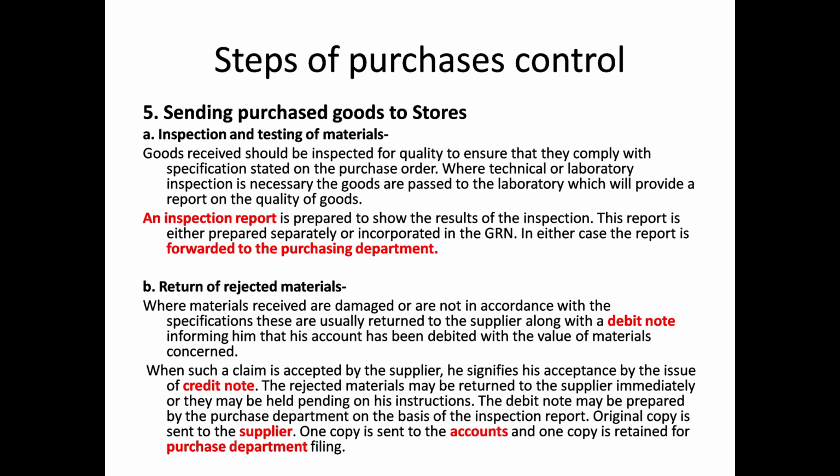Return of rejected materials. If you have received any damaged item or any item which is not in accordance with the purchase order, then you have to return that item. Then you have to prepare a debit note and you have to send the items with the debit note. Then the supplier will be issuing a credit note to you.